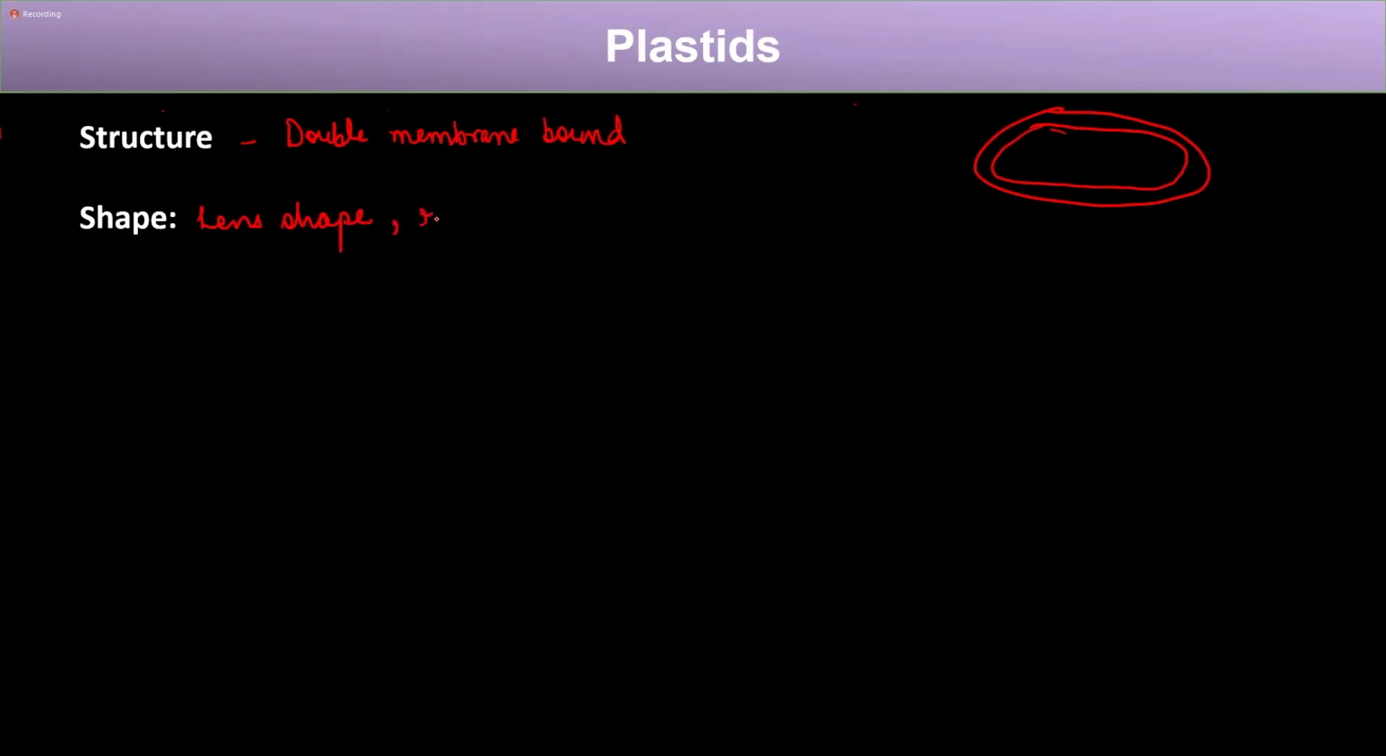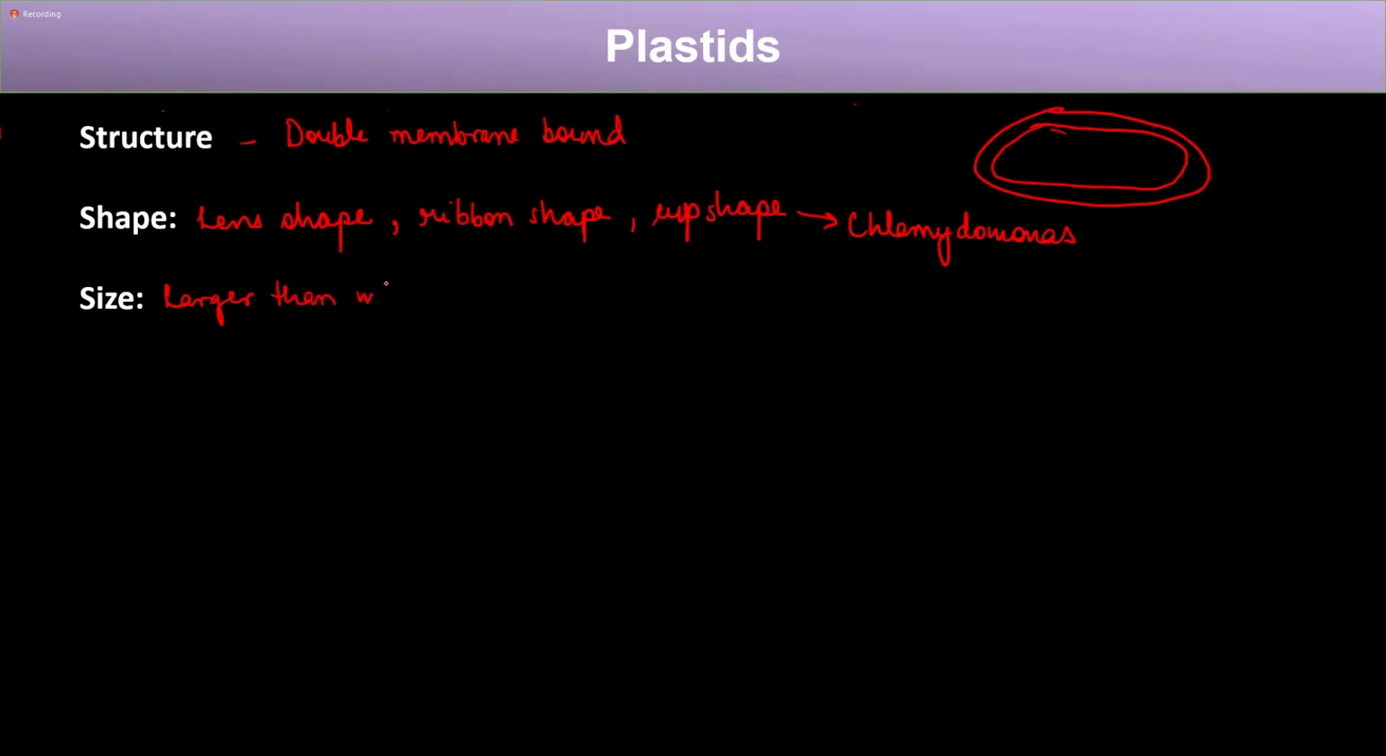Apart from this, the plastid can also be of ribbon shape. It can also be of cup shape. This cup-shaped plastid is present in an organism known as Chlamydomonas. Now, third thing, if we talk about the size of a plastid, these are larger than mitochondria, although this is also a double membrane bound organelle.